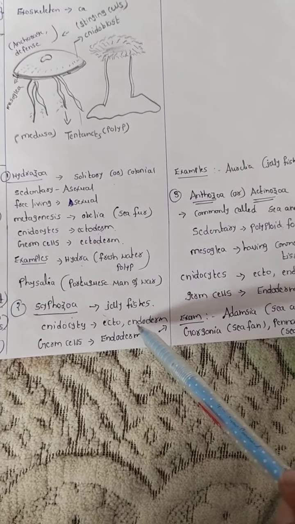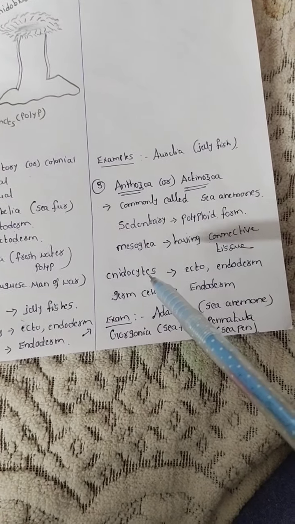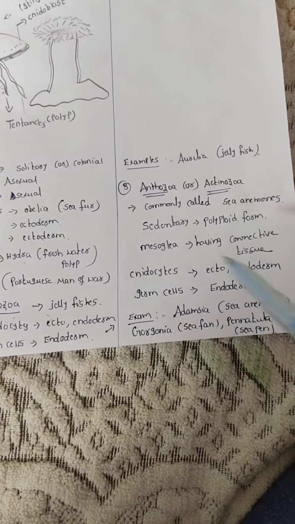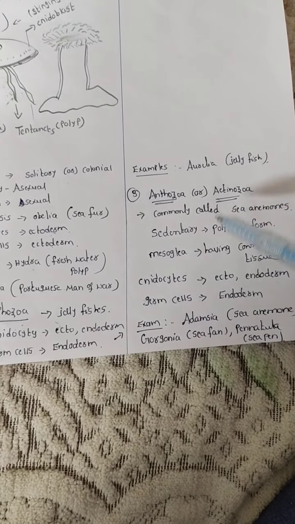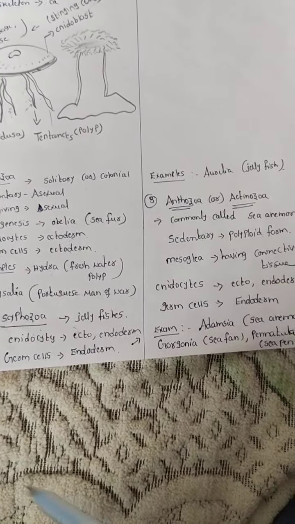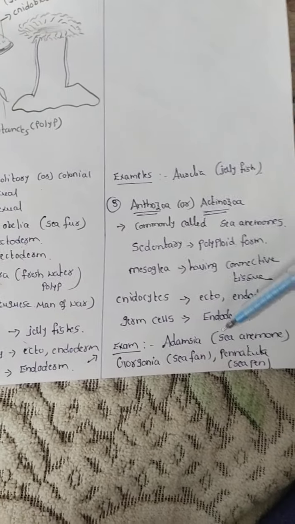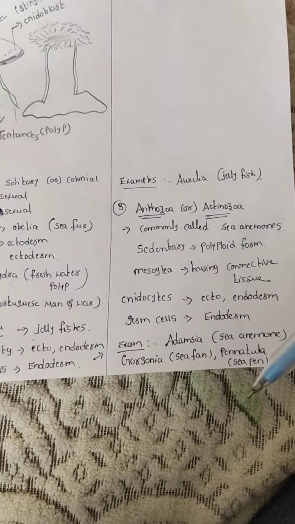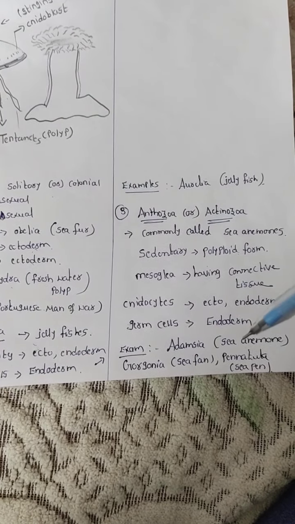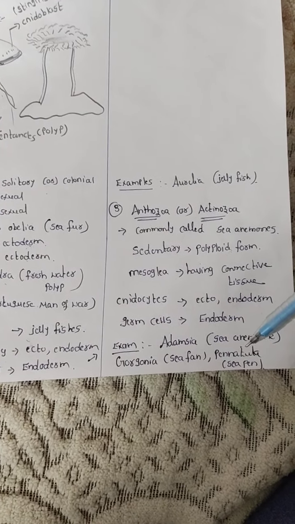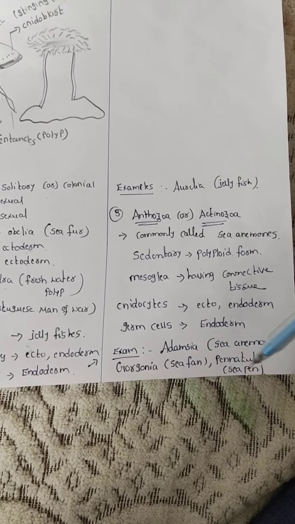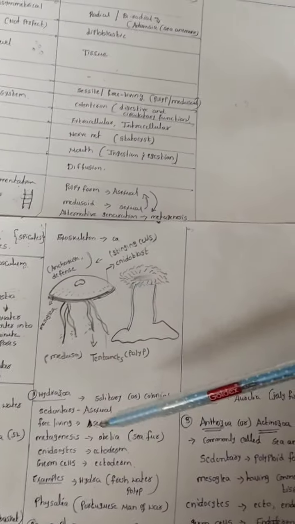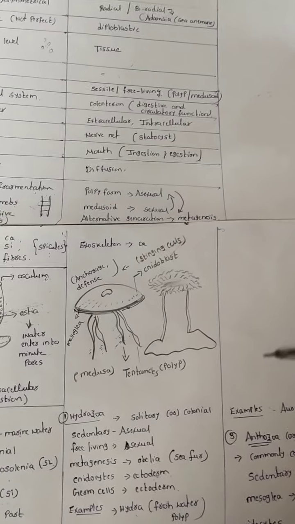Nidocytes, ecto and endo. Here also nidocytes, ecto and endo. Germ cells, endo. Both are the same. But this is a polyp form, and this one is the medusoid form. The best example is Adamsia, commonly called a sea anemone. Another example is Gorgonia, commonly called a sea fan. And another one is Pennatula, commonly called a sea pen. You have to remember this; each and every example is very important. Tomorrow's class we can discuss Ctenophora.